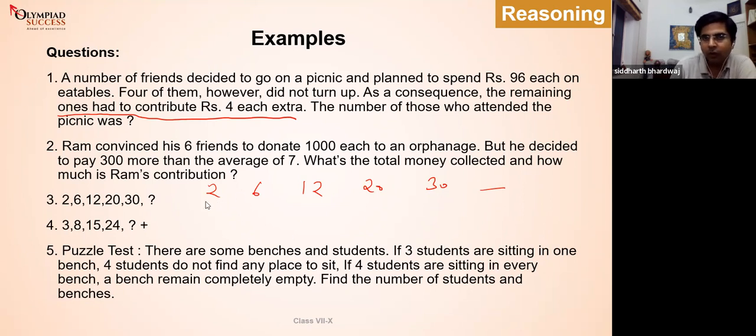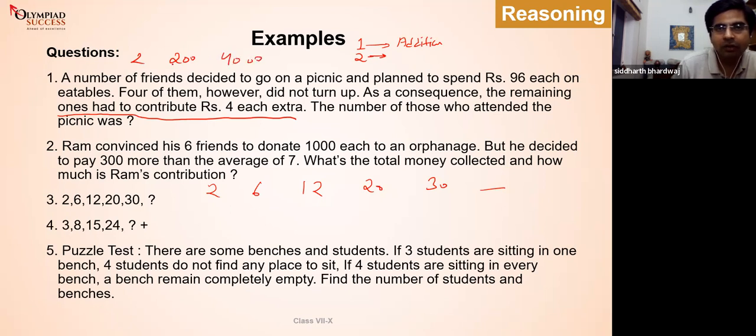So how will you reach from 2 to 6? Whenever there is a series, there are some things that can happen. Either addition is happening, or if the numbers are increasing drastically, like if I randomly write some series, 2, 200, and 4000, then you can understand that multiplication must be happening. So there are some things that can happen in a series.